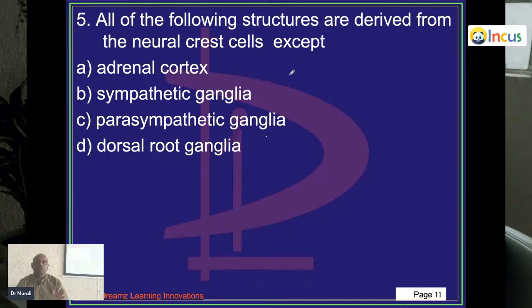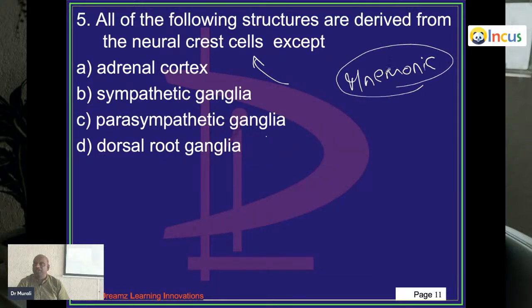Then another favorite question of the examiner is, what are the derivatives of neural crest cells? Every entrance you go, this is such a standard stock mnemonic based thing that you need to write in your book and go to exam. Without neural crest cell derivatives, there is no question paper.